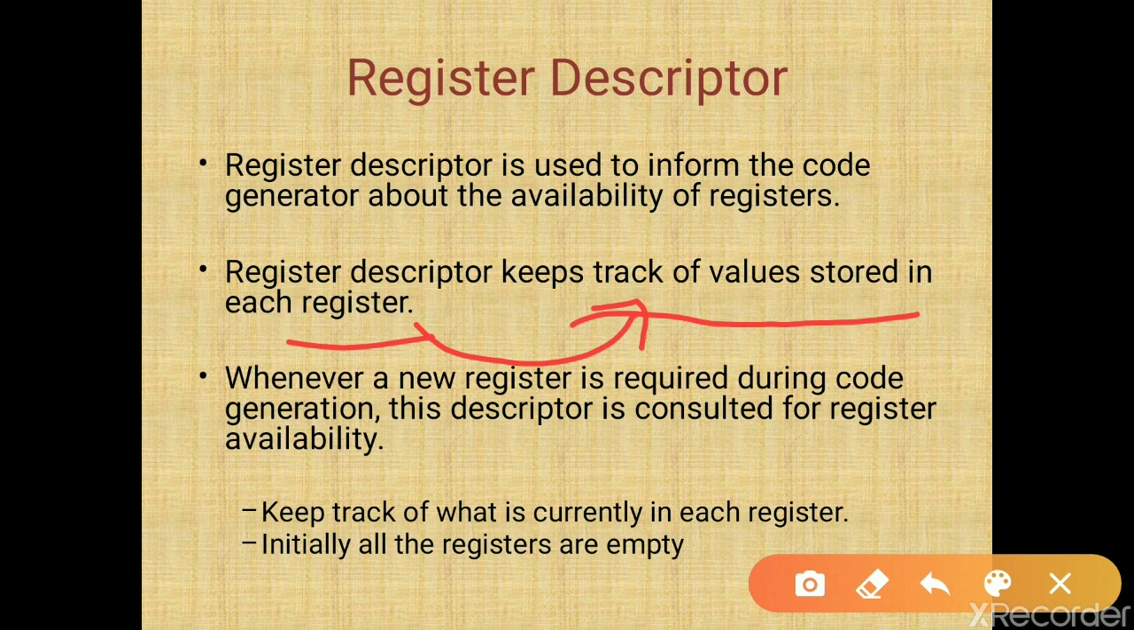So, if at all while doing a program, in order to store something, we need some register. In order to check whether a register is available or not, we have to keep track of the value stored in each register. If it is empty, we can use it. So, a register descriptor keeps track of what is currently in each register. Initially all registers are empty. This is an important point. Initially all registers are empty, and it will keep track of what is currently in each register.